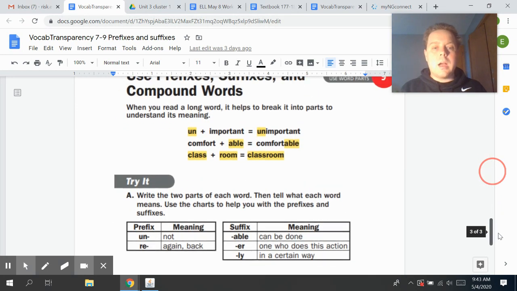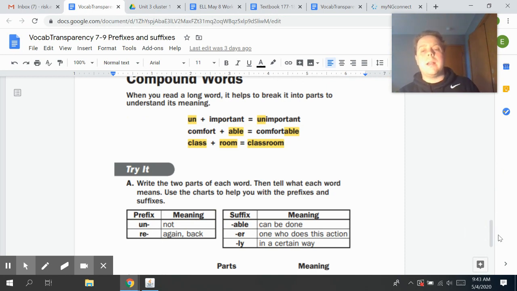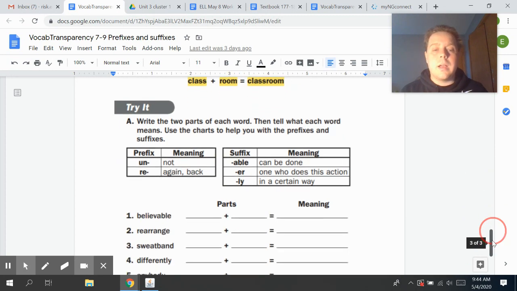All right, so compound words. When you see a long word, it helps to break it into parts to understand the meaning. Unimportant, not important. Okay, right here. Comfortable means able to have comfort. Okay, if it's comfortable, it's able to feel okay. It's able to be comforted. Classroom, class plus room equals classroom. Okay, so unimportant, not important. Comfortable is able to feel comfort. Classroom is class plus room, compound words.